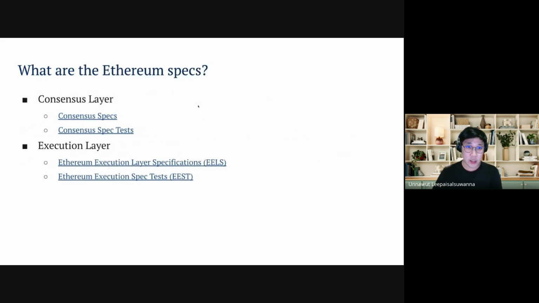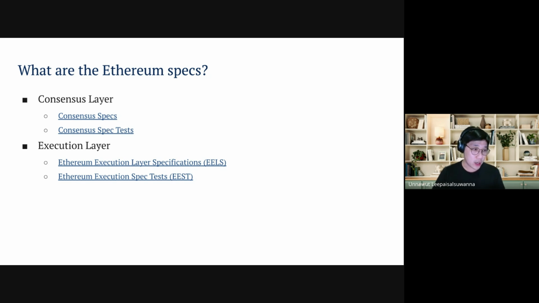So first things first, Ethereum specs. This is a basic overview. I would say that there are mainly four artifacts that we all should be aware of. Two on the consensus layer, and obviously two more for the execution layer. On the consensus layer, there are the consensus specs, with the link provided here, and the second thing is the consensus spec tests. I'll explain more details later.